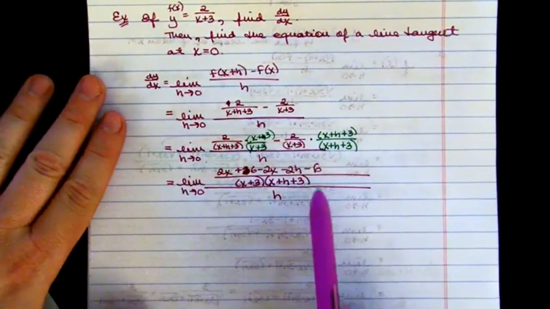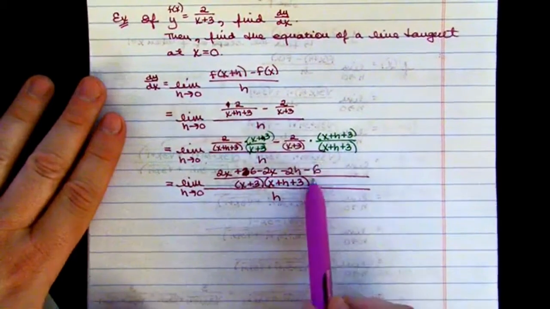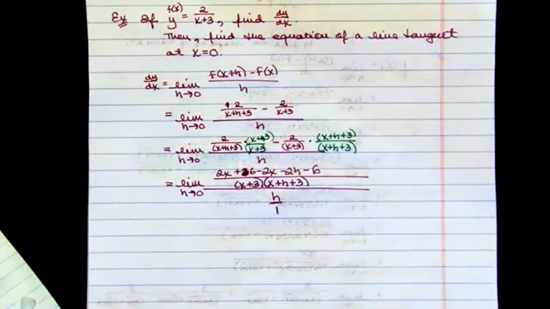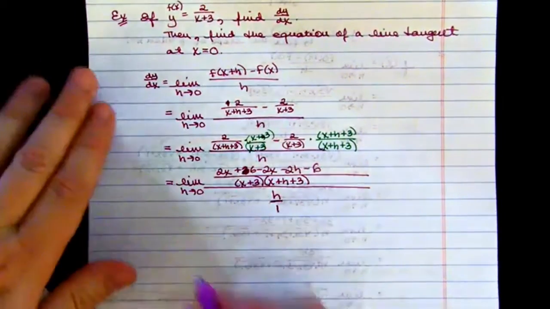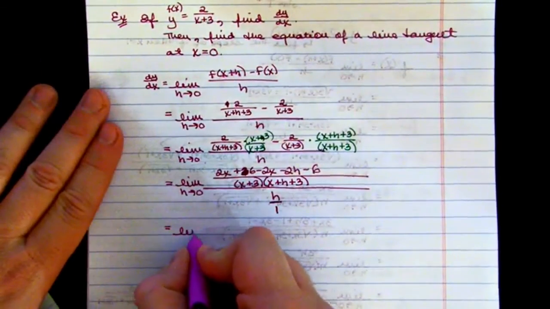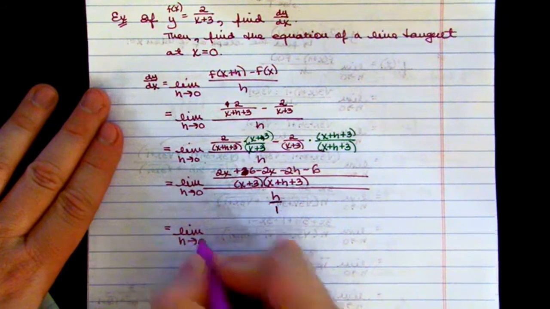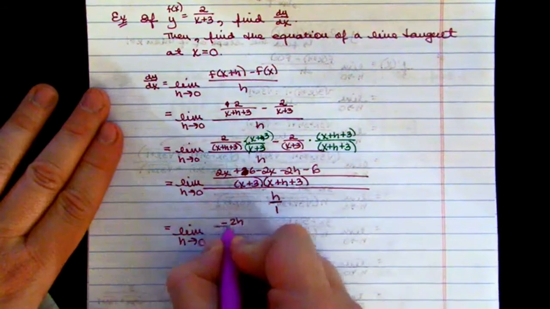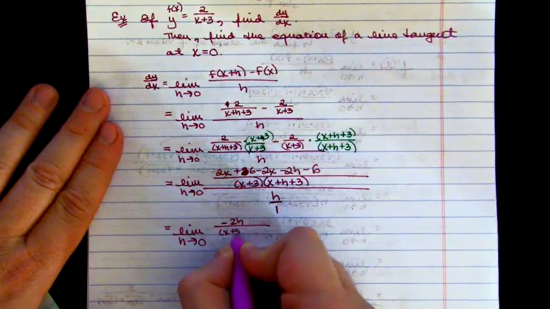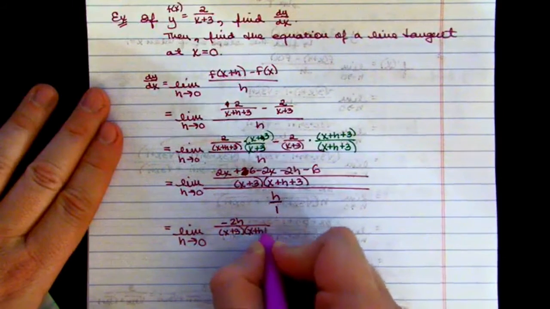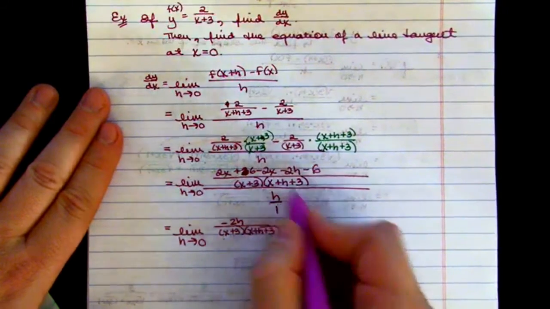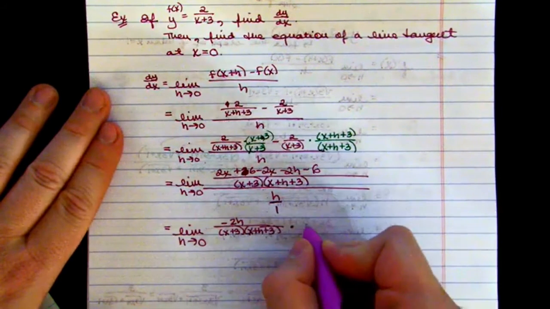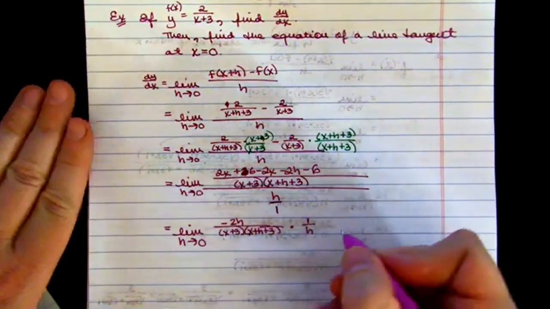You know what? I'm not crazy about a complex fraction with a fraction at the top but no fraction at the bottom. So just for fun, I'll change my denominator into a fraction as well and make it h over 1. This is going to give me the limit as h approaches 0 of the top is just negative 2h over x plus 3 times x plus h plus 3. That's all over h over 1. But rather than dividing by h over 1, how about I multiply by the reciprocal? How about I multiply by 1 over h?